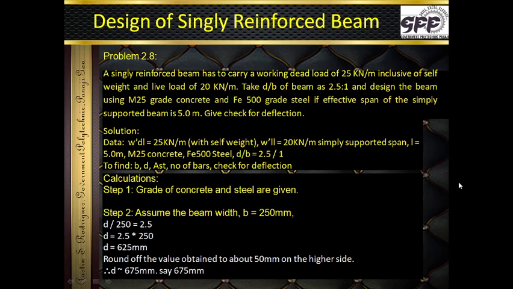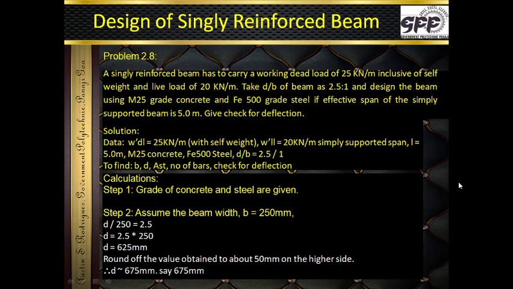Now let us have a look at the further part of the problem. Take D by B ratio, the effective depth to the width of the beam, as 2.5:1, and design the beam using M25 grade concrete and Fe 500 grade steel. Effective span of the simply supported beam is given to be 5 meters. They have also asked us to give a check for deflection.